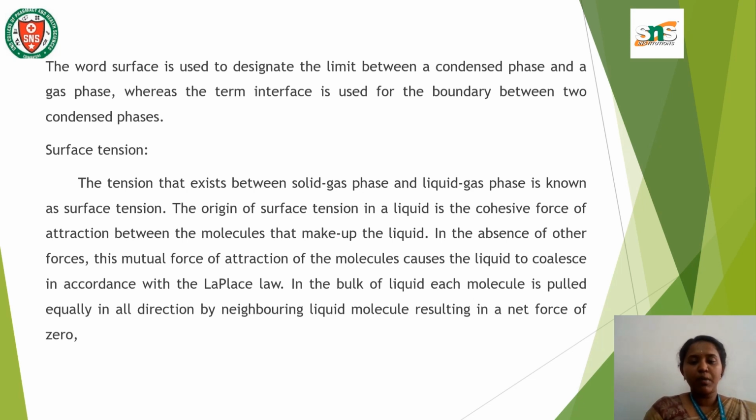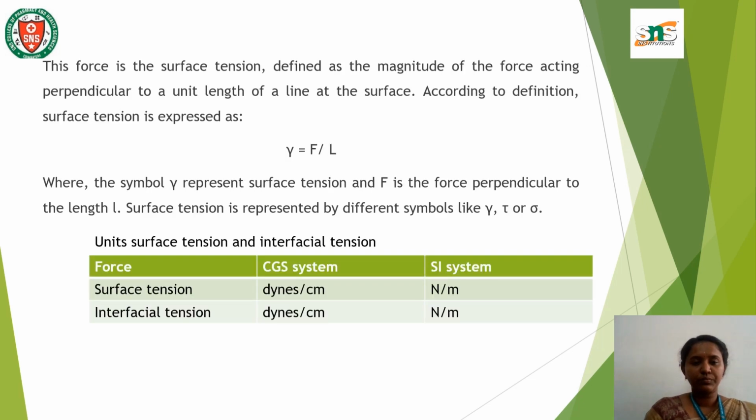Laplace law. In the bulk of liquid, each molecule is pulled equally in all directions by neighboring liquid molecules, resulting in a net force of zero. This force is the surface tension, defined as the magnitude of force acting perpendicular to a unit length of line at the surface. According to the definition, the surface tension is expressed as gamma equal to F by L. Gamma represents surface tension, F is the force perpendicular to the length L. Surface tension is represented by different symbols like gamma or sigma.